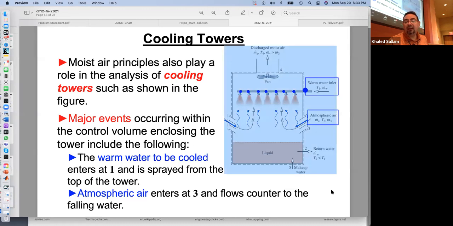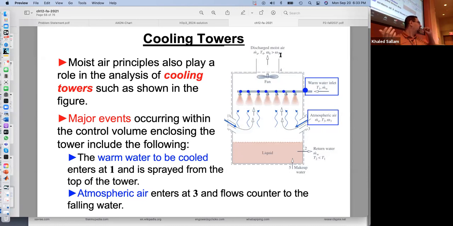And the air is coming in at T3 and omega 3 and leaving at T4 and omega 4. Of course, omega 4 has to be bigger than omega 3. Otherwise, how does it do its job? If omega 4 were not bigger than omega 3, then it's not an open cooling tower. It's just a radiator, a box where air cools the water going through pipes without taking any water out.